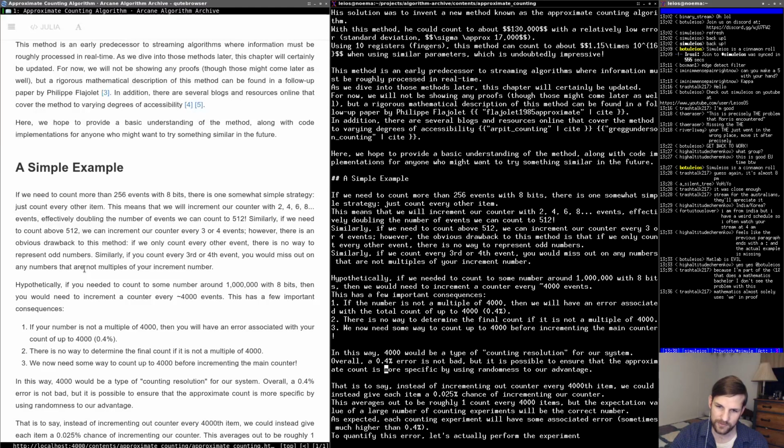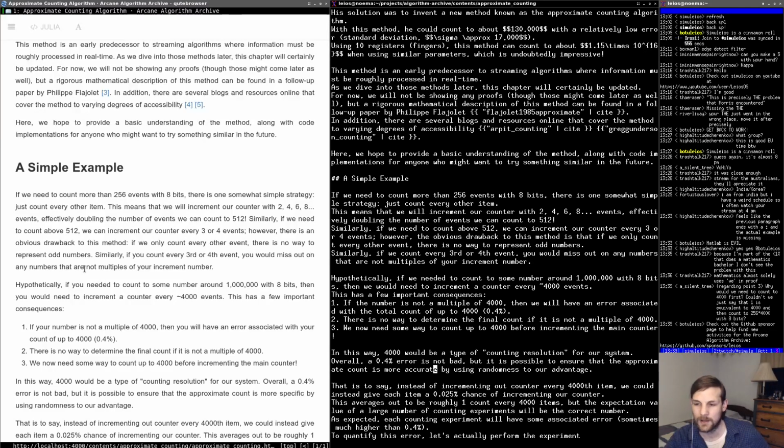It's possible to ensure that the approximate count is, I guess, more accurate is what I'm looking for. But the problem is it's kind of conflating two ideas, right? Here I said that your counting resolution is 4,000. So if you're trying to count to 1,100,000, why would you need to count to 4,000 first? Couldn't we just say that 1 is equivalent to 4,000 and then count to 256 times 4,000 with 8 bits?